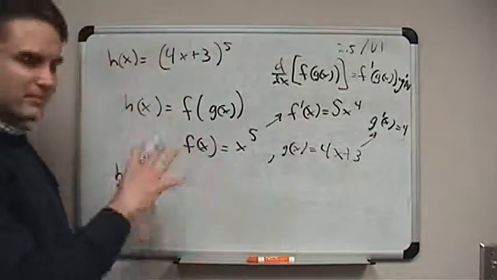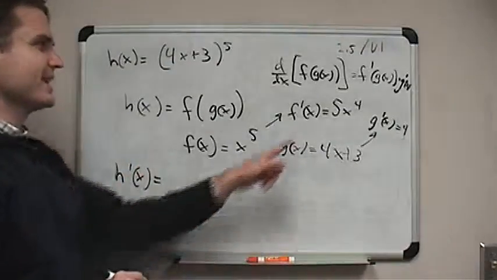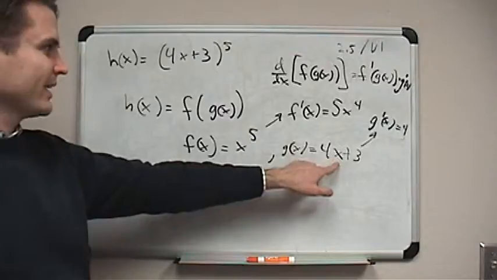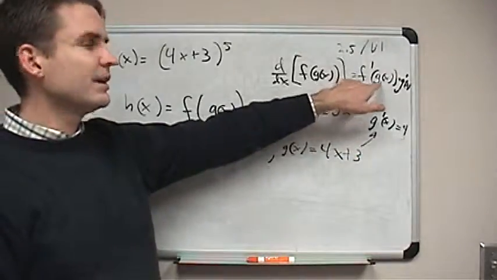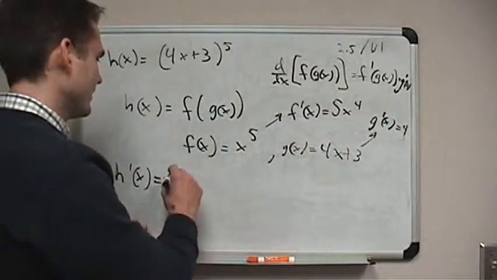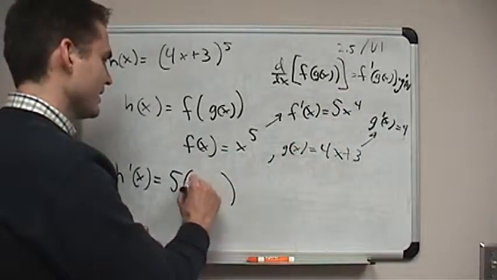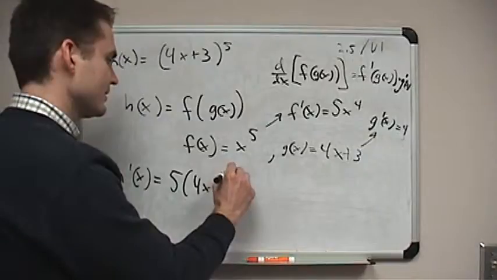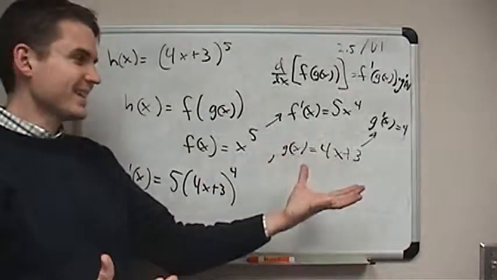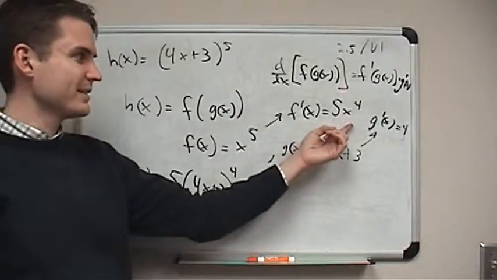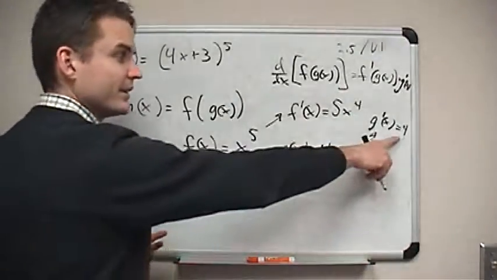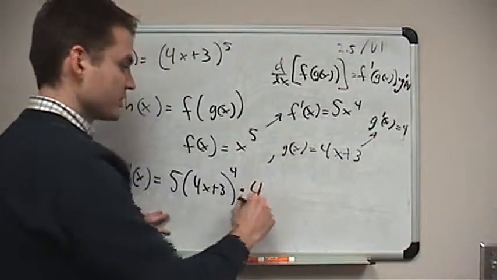So back to the chain rule. The chain rule says take the derivative of the outside function and put the inside function back in it. I need f prime of g of x, so I take g and put it into the derivative. That'll give me 5 times (4x + 3) to the fourth. See what I did there? I put the inside function into the derivative of the outside. And then I need to multiply by the derivative of the inside function, which is just 4.